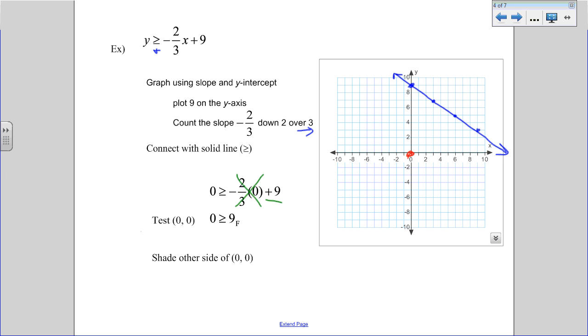9. Now when you tested 0, 0 here, we get a false statement. And so what that means is 0, 0 doesn't work. So if 0, 0 doesn't work, nothing on this side is going to work. So where am I going to have to shade? I'm going to have to shade above. All right. Any questions, ladies and gentlemen? All right.